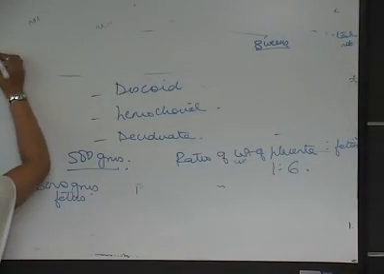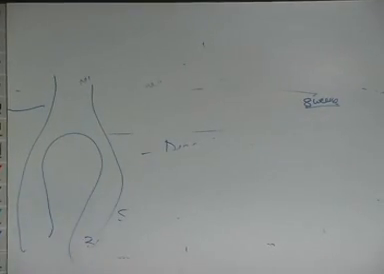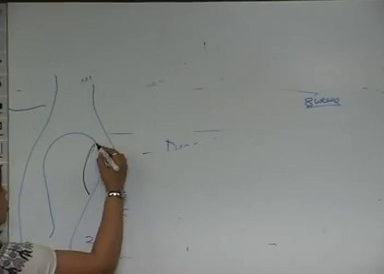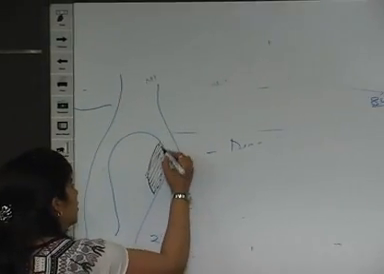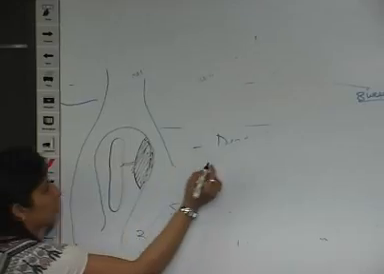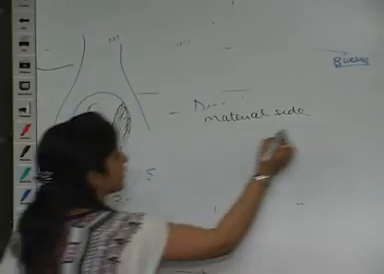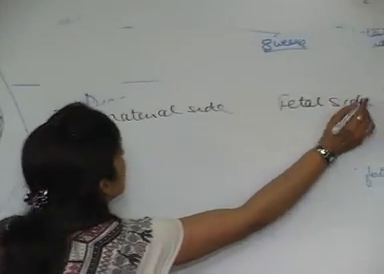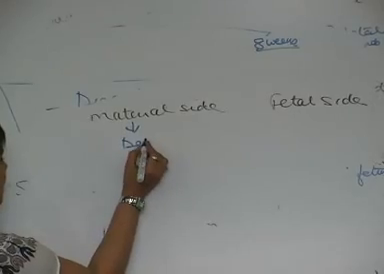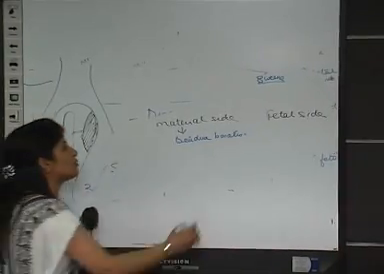Now if you see, this is a pregnant female. Now placenta has got two sides. One side of placenta is facing the mother, that is called the maternal side, and the other side of placenta faces the fetus, and that is called the fetal side. Maternal side of the placenta, as we've already discussed, is formed by decidua basalis. The fetal side of the placenta is formed by trophoblast.